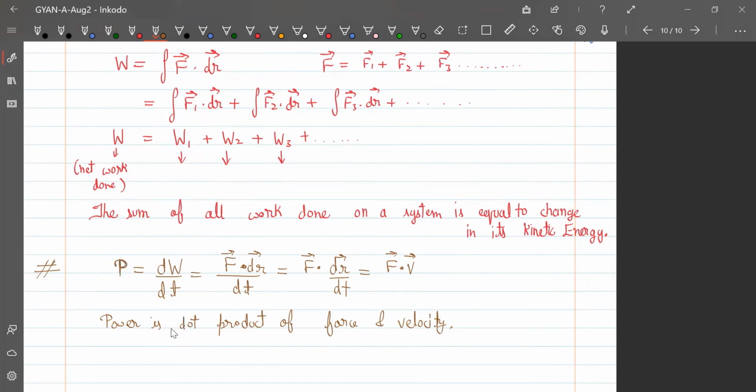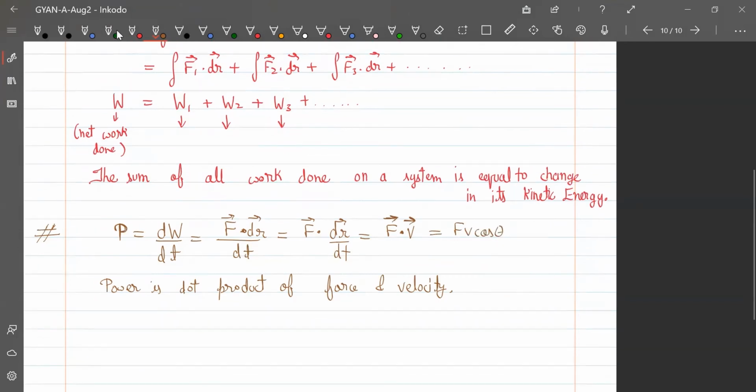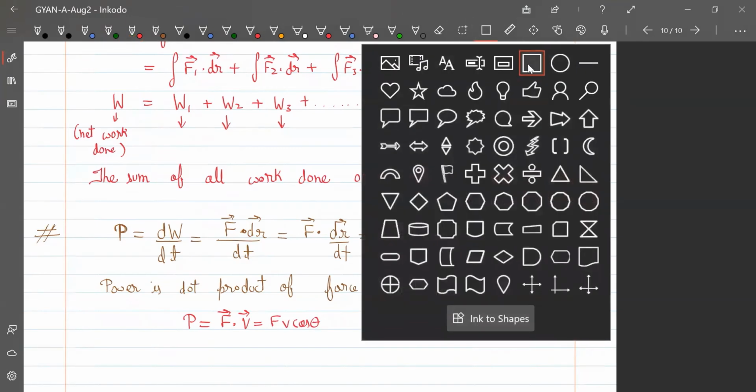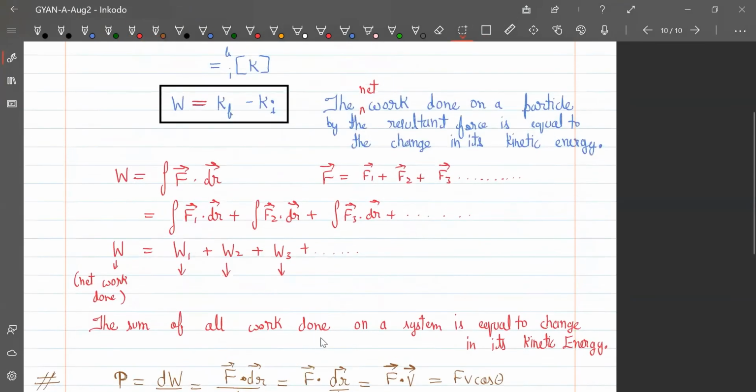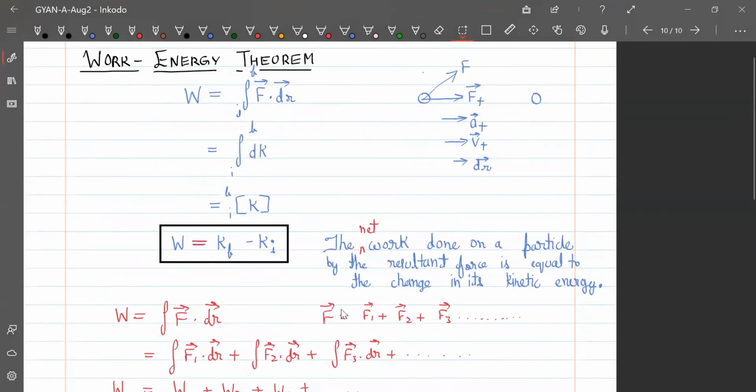In kinetics, in kinematics, in our mechanics, we'll be using this relation. Power is equal to force into velocity. Force F dot V. That will be FV cos theta. And this relation you can remember. Power is rate of work done, or F dot V. That is FV cos theta. So everything is we are deriving it from simple differentiation integration करके ही relate कर पा रहे हैं.